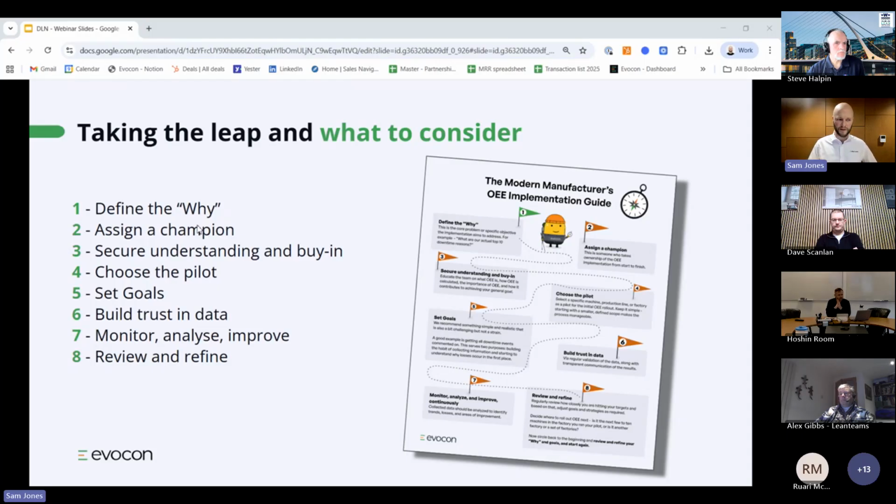So with systems like Evocon, it's really important that everyone in the organization understands what you're trying to achieve, that it's not a big brother system that's going to be there to crack the whip, that it's actually something there for everyone to be able to share the challenges and improve together.